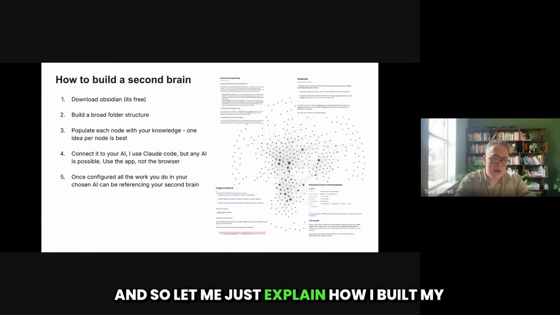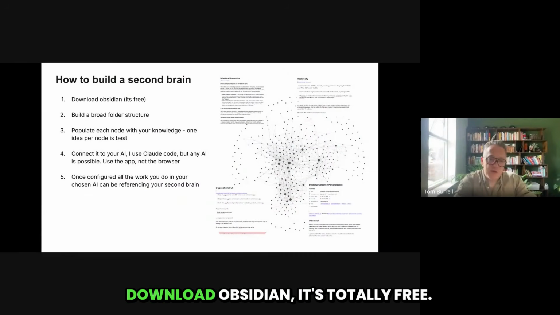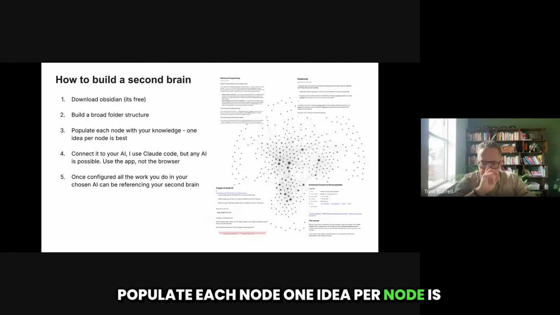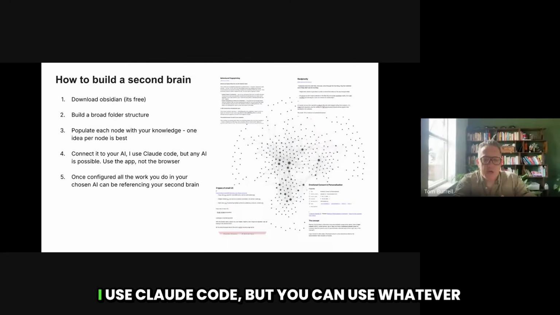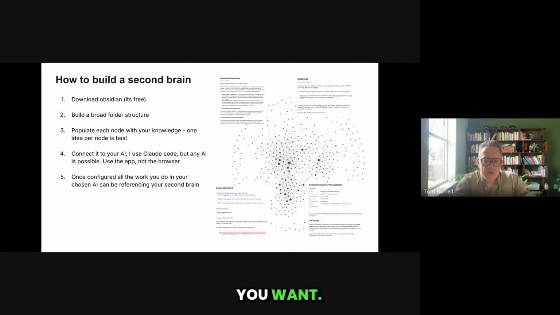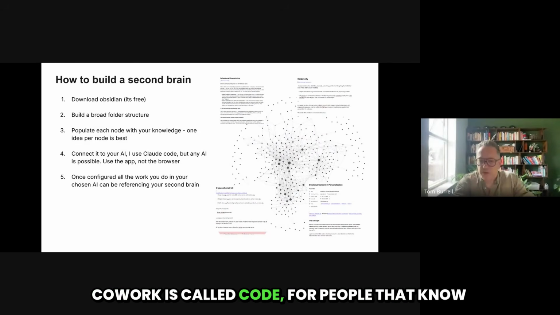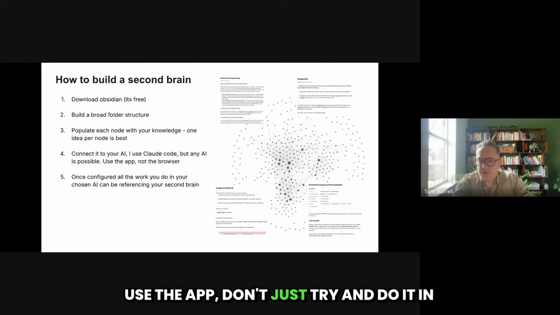And so let me just explain how I built my second brain, and you can do the same. Download Obsidian, it's totally free. Build a broad folder structure, populate each node, one idea per node is best. Connect it to your AI. I use Claude Code, but you can use whatever you want. Claude Code, called Claude Cowork, by the way. Cowork is called code, but people are allowed to code. Use the app, don't try and do it in the browser.